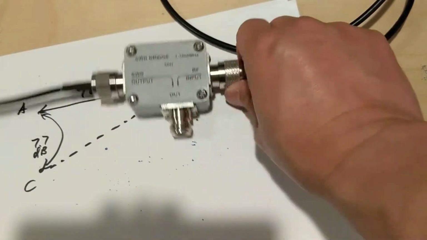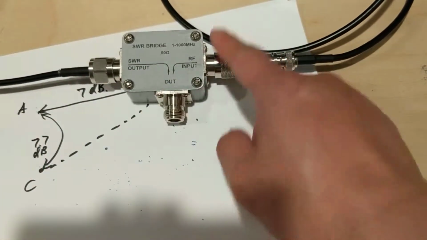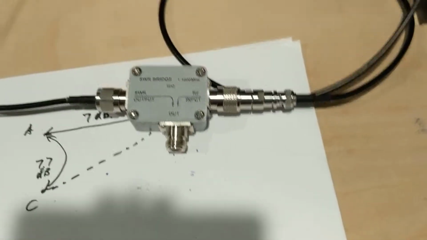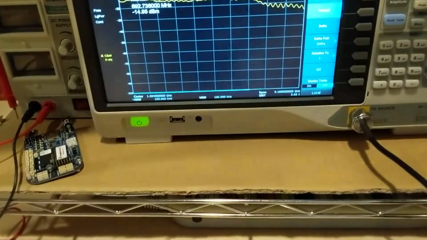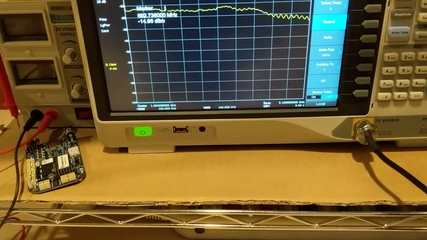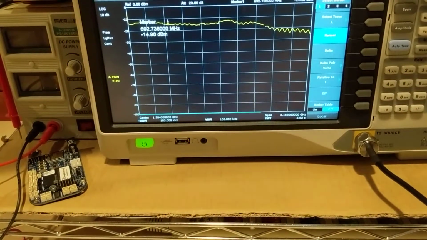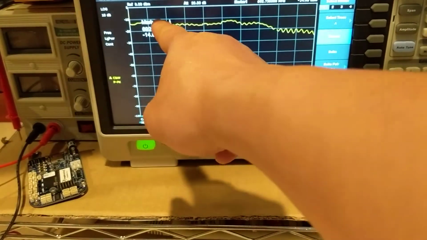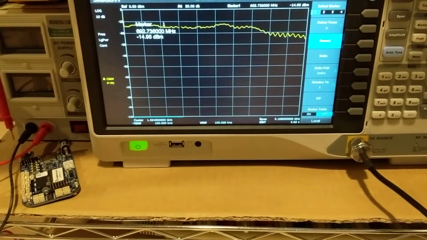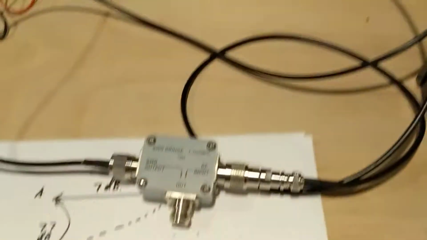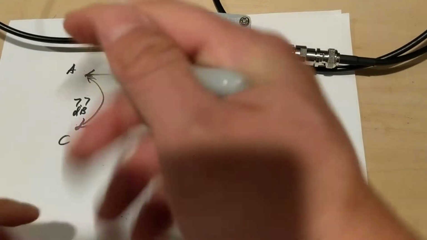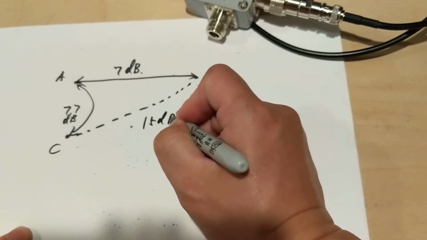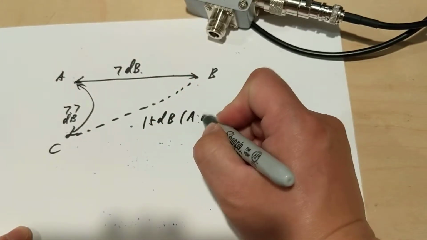Okay, in this setup A is open. A port is open, just from B directly to C. Let's see. In the region we're interested in, it's about 15 dB lower. So the isolation between these two is 15 dB when A is open.